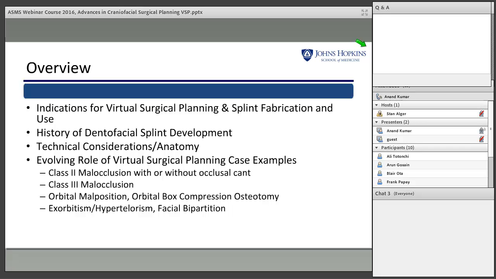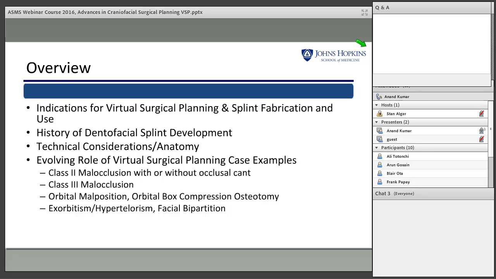of surgical planning, looking at the class 2 patient with malocclusion with or without the occlusal cant abnormality, the class 3 patient, and orbital malposition, using a case of orbital box compression osteotomy as an example. We'll also look at exorbitism, teleorbitism, and the facial bipartition procedure, and see how VSP can be used to facilitate treatment planning.